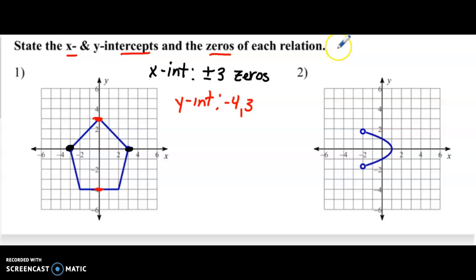For number 2, the x-intercepts, where it crosses the x-axis, we're looking at +1. It only crosses it one time. This is also the 0. The y-intercept crosses at -1 and +1. So it crosses in two places.